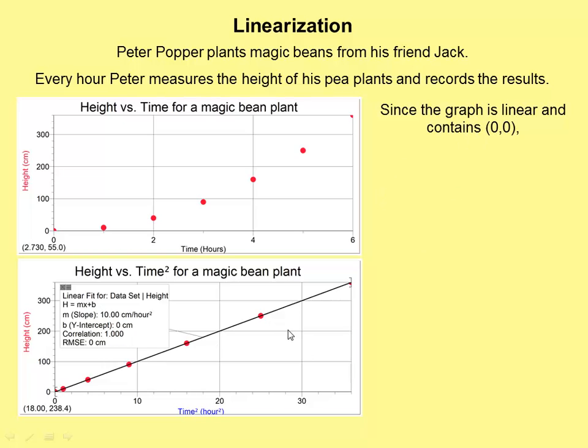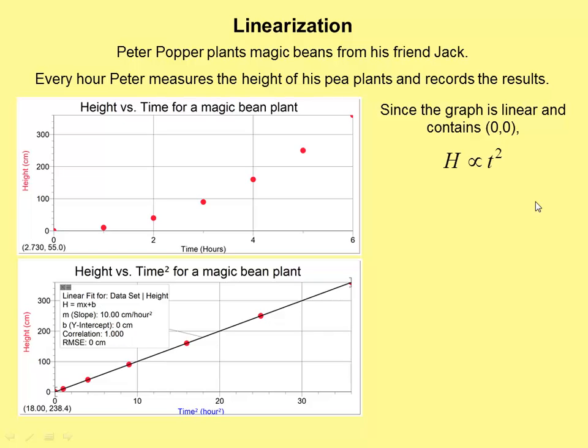So what does that tell us about variables? Well, when a graph is linear and contains 0, 0, it tells us, just like it did in the Circle Lab, that our variables are proportional. But not height and time. That didn't give us a straight line. It's height and time squared that are proportional. This is a little more complex of a relationship. So height is proportional to time squared.